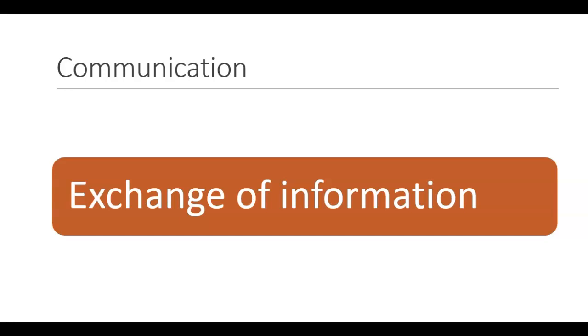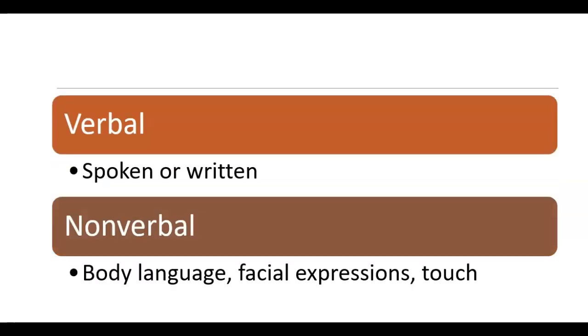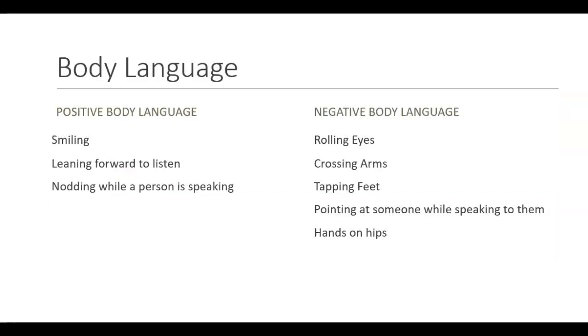Moving on to communication, which is an exchange of information. There is verbal and nonverbal communication. Verbal is spoken or written. Nonverbal is body language, facial expressions, and touch. Body language, we have negative body language and positive body language. We always need to watch our body language. Smiling, leaning forward when we're listening, and nodding while a person is speaking are positive. Negative could be rolling your eyes, crossing your arms, tapping your feet, pointing at someone while you're speaking to them, or your hands on your hips can be considered negative body language.